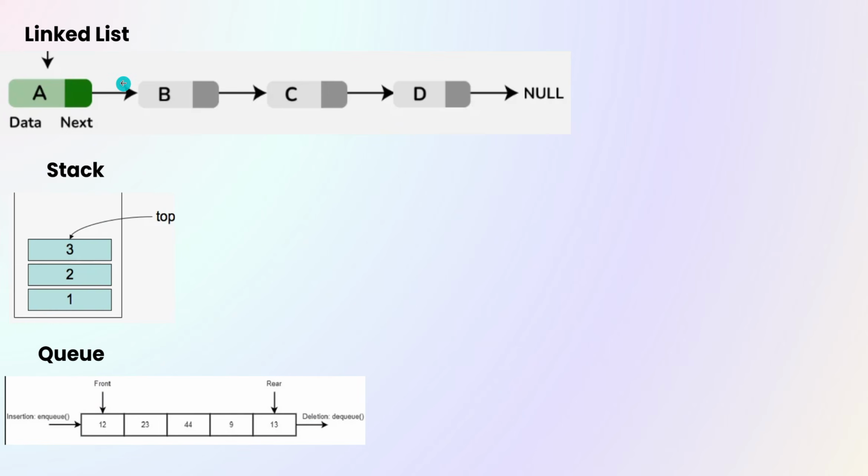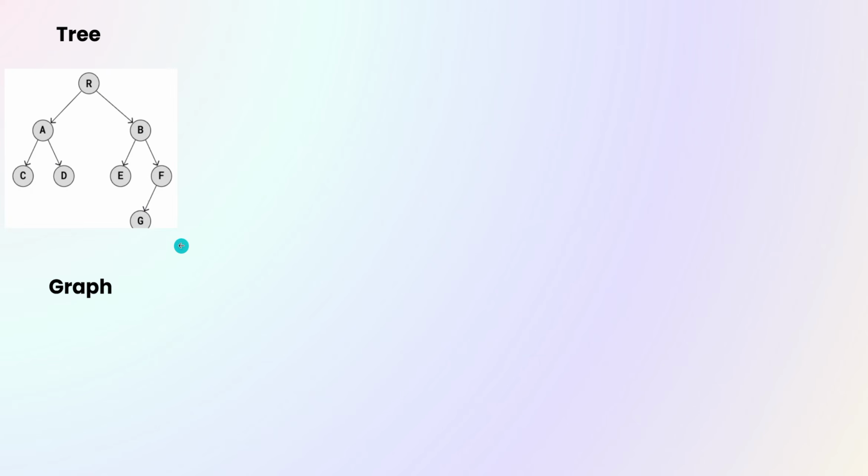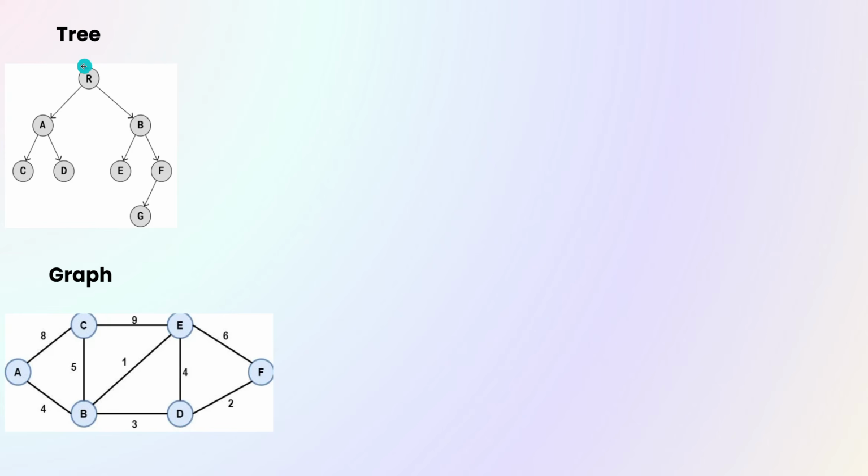Here are some examples of data structures and how they look like. For example, a linked list looks like this. Each node points towards the next node. A stack has items placed on top of each other. A queue has two different pointers. Then we have a tree which has a parent and then children, and then a graph where each node is connected to the other node.